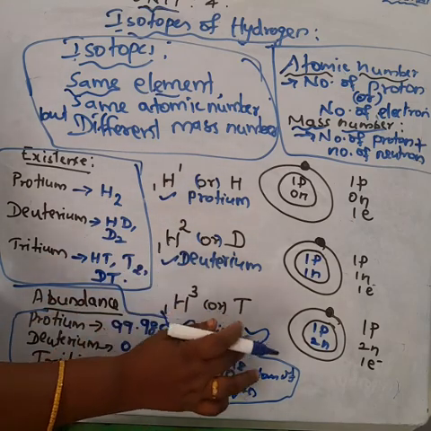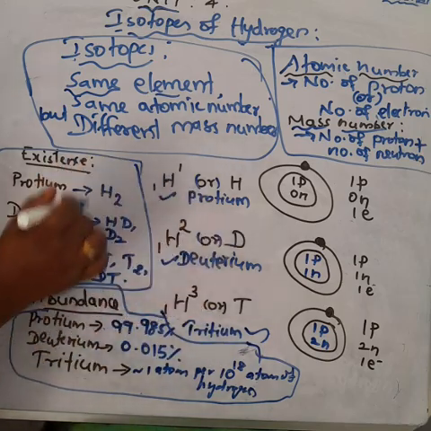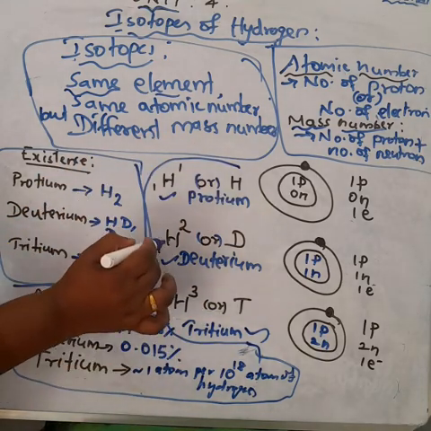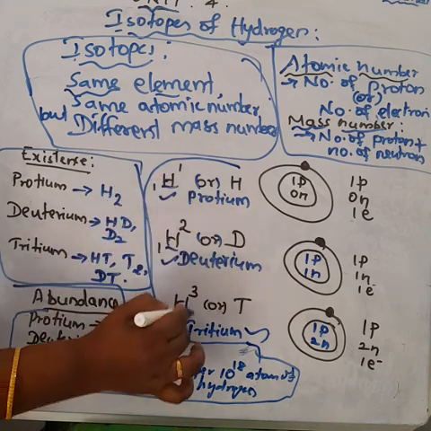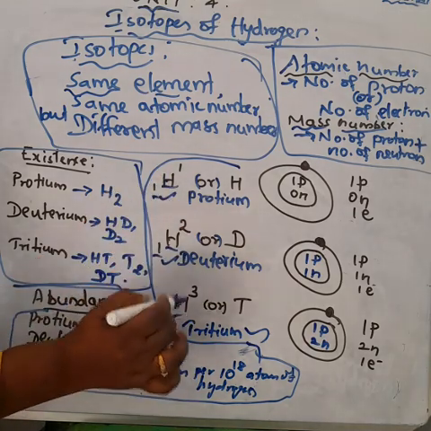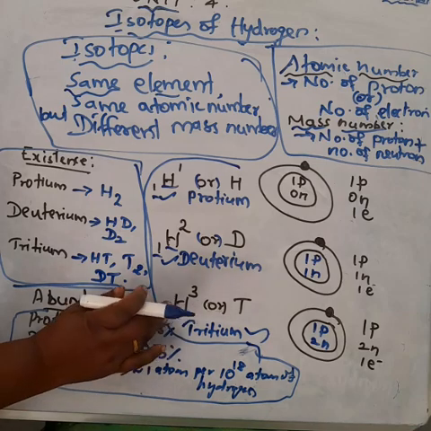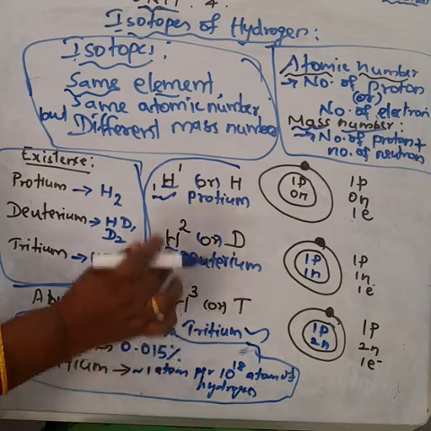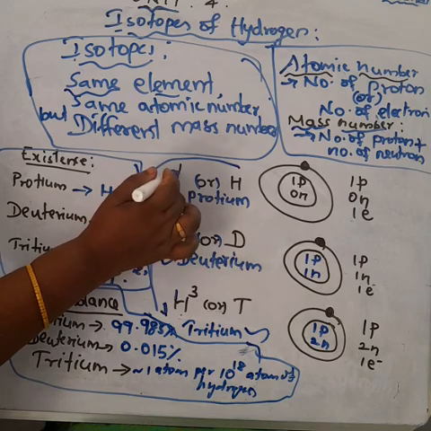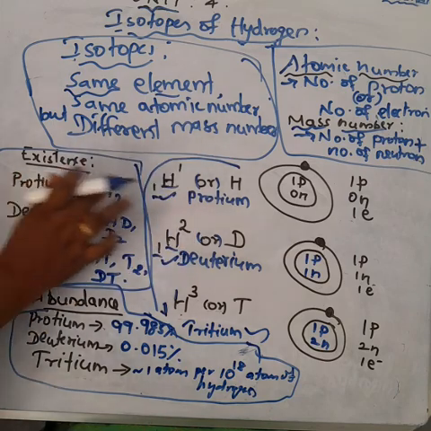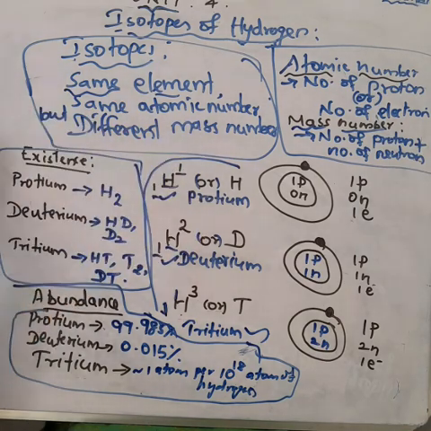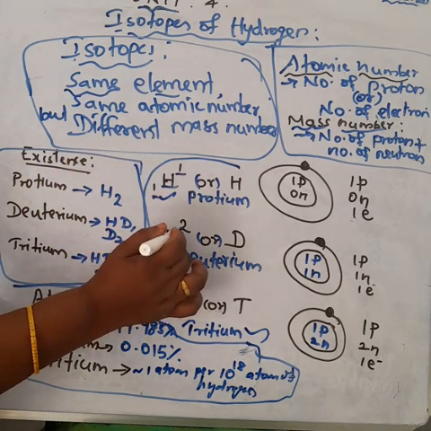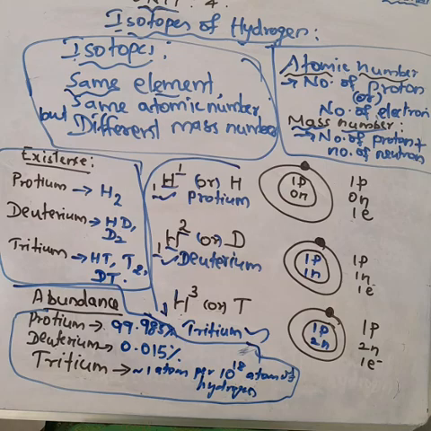All 3 isotopes are of the same element and have the same atomic number, that is 1. Hydrogen isotopes have the same atomic number, but only the mass number differs. Here, for protium, that is hydrogen, what is the mass number? Only 1. For deuterium, the mass number is 2.